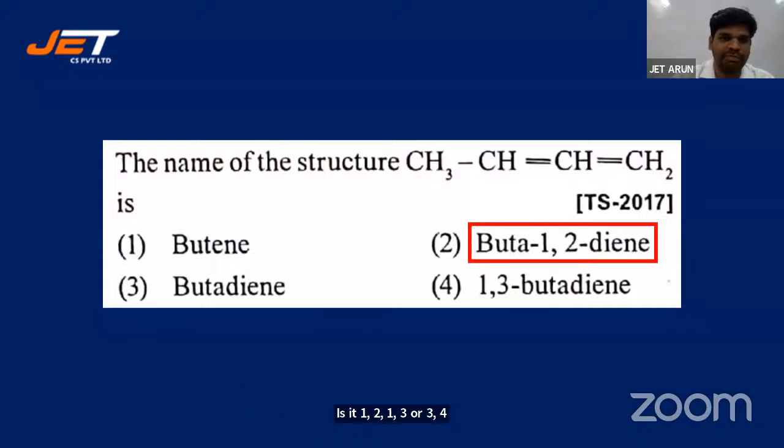We start numbering from the functional group present. So from the right side, 1, 2, 3, 4. At position 1, I've got a double bond. At position 2, I've got a double bond. So buta-1,2-diene. Why is it but? Because there are 4 carbon atoms. So buta-1,2-diene. All right, let's go for the next one.